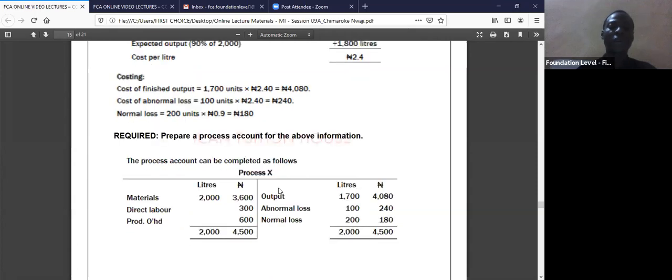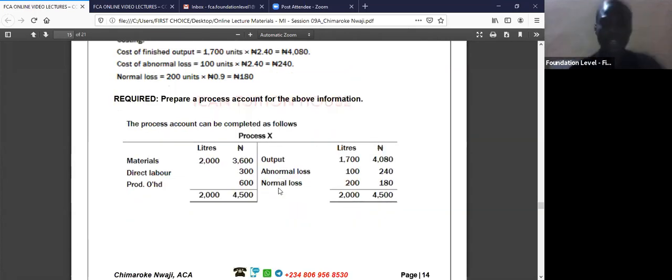Now, when we prepared the process cost account, we found out that the abnormal loss and normal loss are all here. So all your losses are here, the debit, the credit side. And you see, all losses must carry number of units. All abnormal gain must carry number of units. All abnormal loss carry number of units. All normal loss will carry number of units.